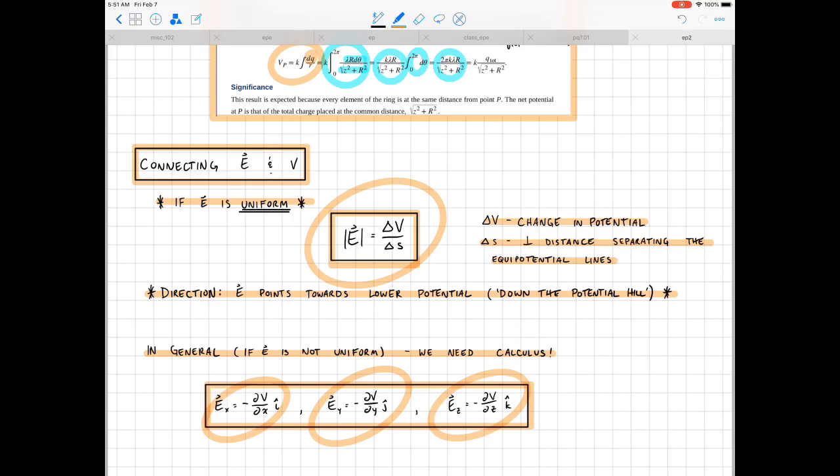Right, so it turns out that these three expressions are really just the calculus version of the expression there. We've turned the deltas into derivatives.